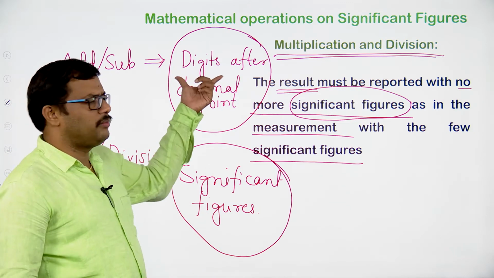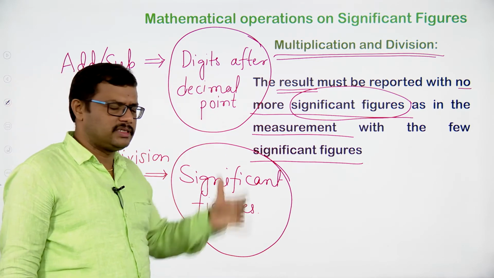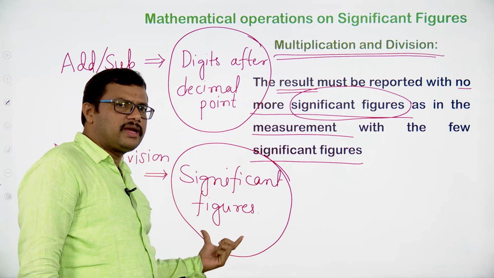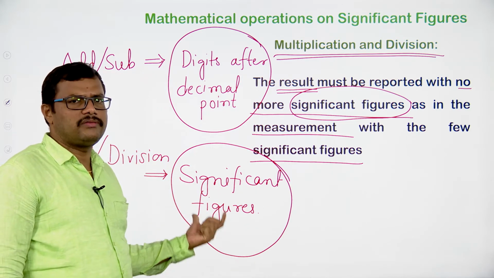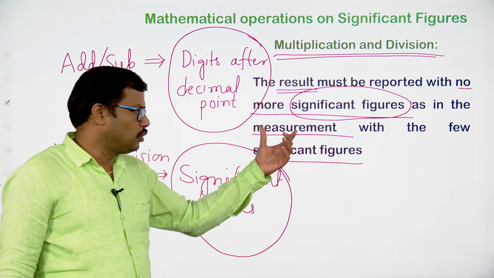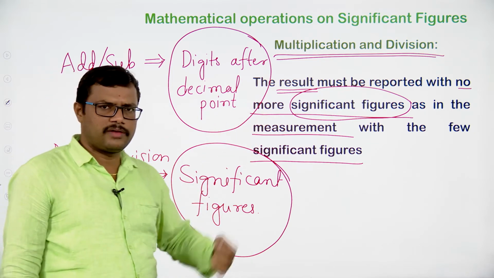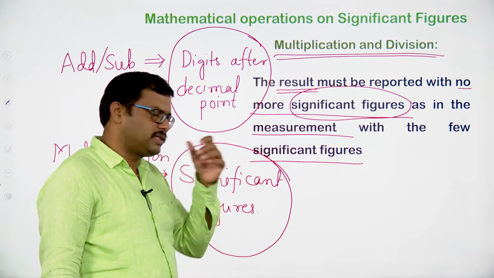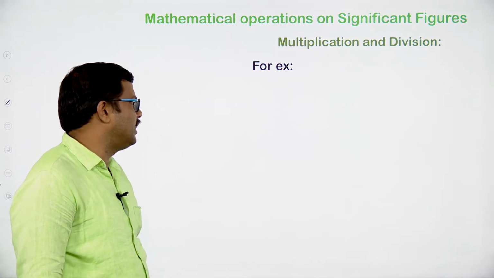Here we take the number having the least number of digits and express the result with the same number of digits. We have to give the result with the least number of significant figures of the two numbers that we have taken for the multiplication or division process. Let us look at an example so that you can clearly understand.